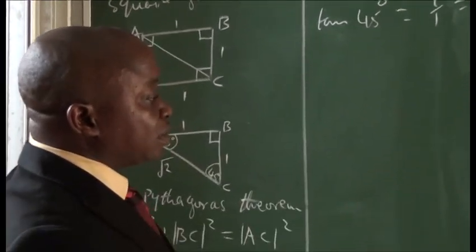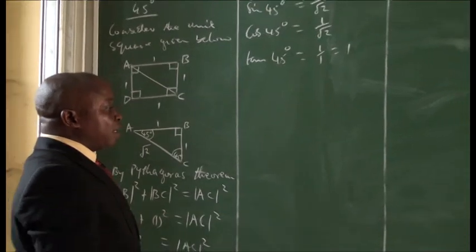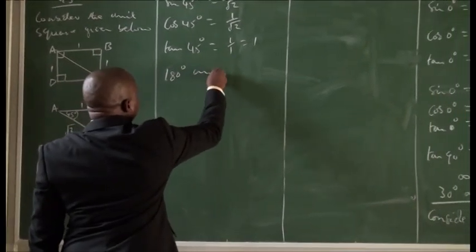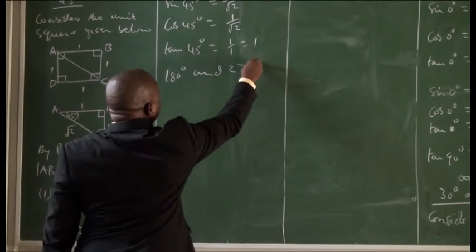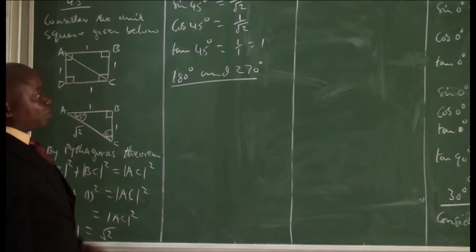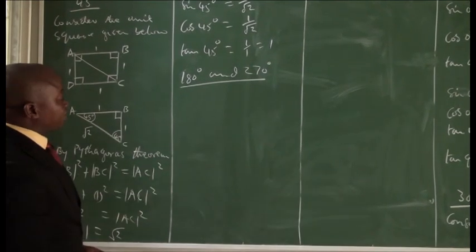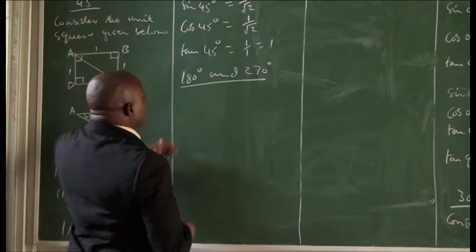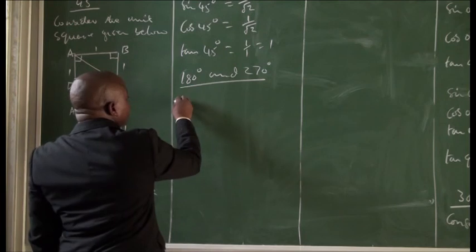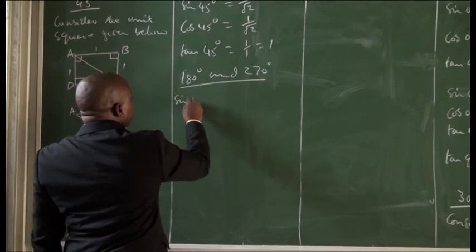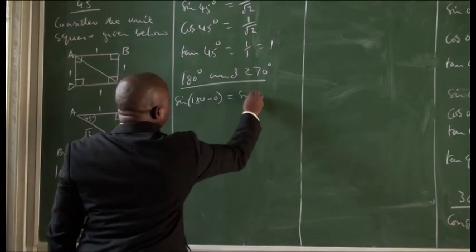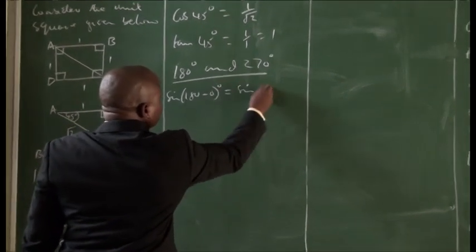Let us look at another one, like 180 degrees and 270 degrees. Let's look at the values too, because we want to get a table and put those values. We know that, let's look at 180 first. By definition, in the second quadrant, sine 180 minus 0 will be equal sine 0 degrees.